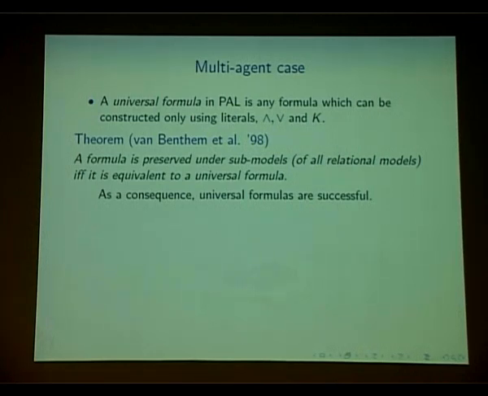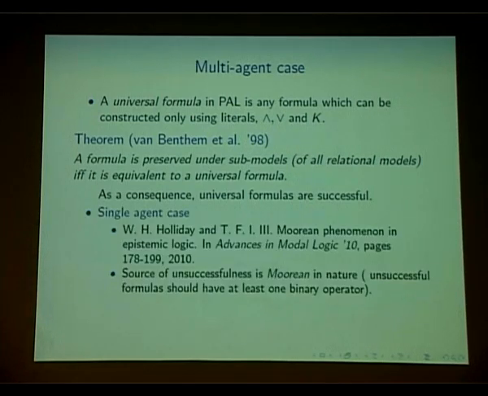Now, for the single agent case, Holliday and Icard, in their paper Moorean Phenomena in Epistemic Logic, give a full characterization. They say that the source of unsuccessfulness in the case of a single agent is Moorean in nature. What this means is, any unsuccessful formula in the case of a single agent will have the form P and not KP. So they have a notion of a normal form, and they transform any formula to this normal form, and they show that any formula which is unsuccessful has this Moorean nature, which means that there should be at least one binary operator in the formula.